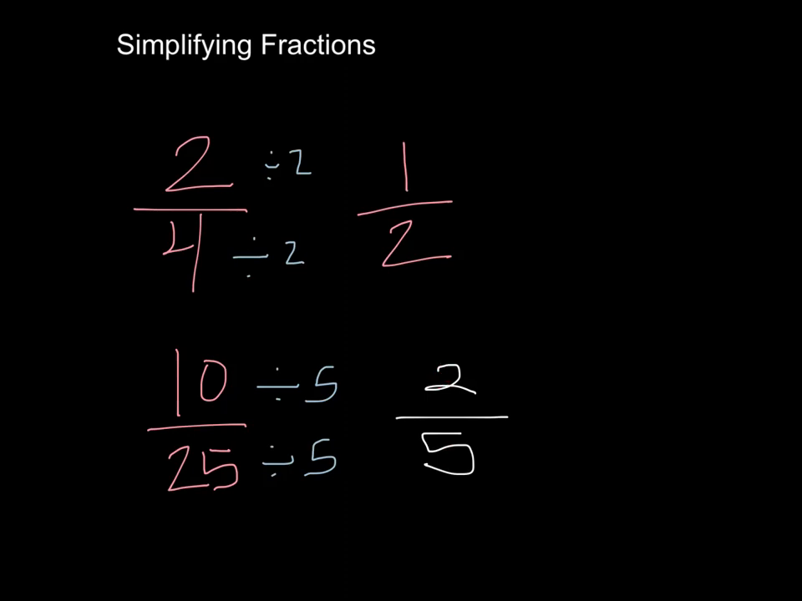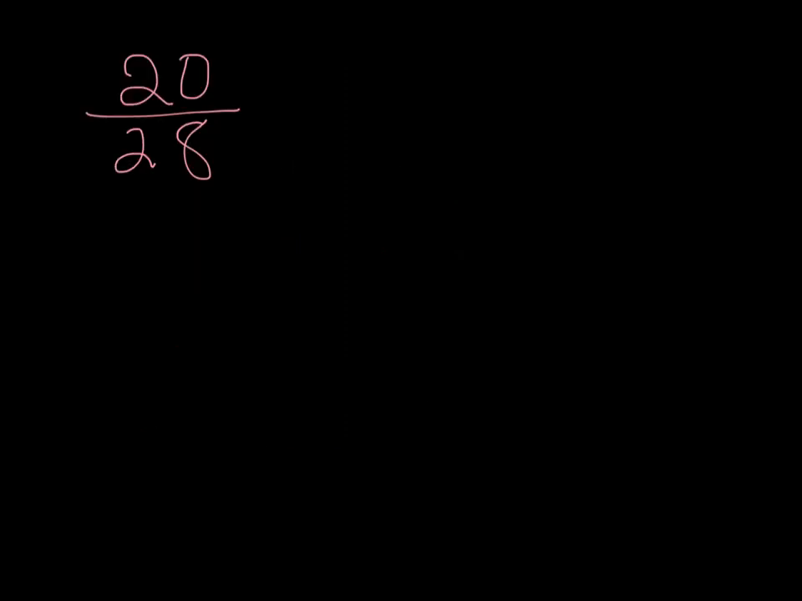So let's try a couple more examples. Let's look at the example of 20/28. Now, they're both even numbers, so I can start off with a 2. If I divide 20 by 2 and 28 by 2, let's see, 20 divided by 2 is 10. 28 divided by 2, well, 8 divided by 2 is 4, and 2 divided by 2 is 1. So now I'm left with 10/14.